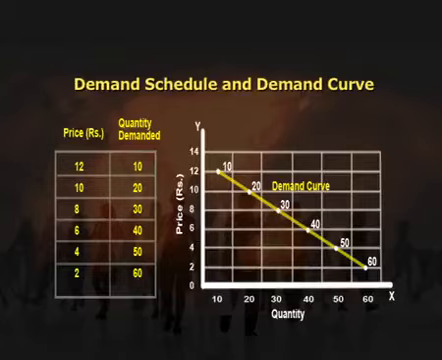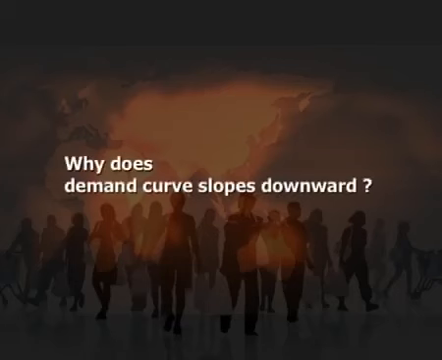Now a question arises, why does a demand curve slope downwards? The law of demand states that a fall in the price of a good leads to an increase in its demand and vice versa. There is another reason for the fall in the market demand curve for a good, that is, with the decrease in price, the good becomes cheaper, which induces many low income consumers to enter into the market to buy the good.